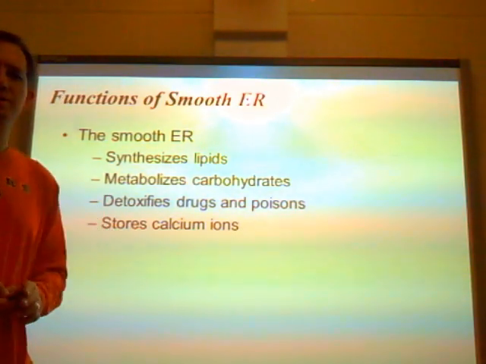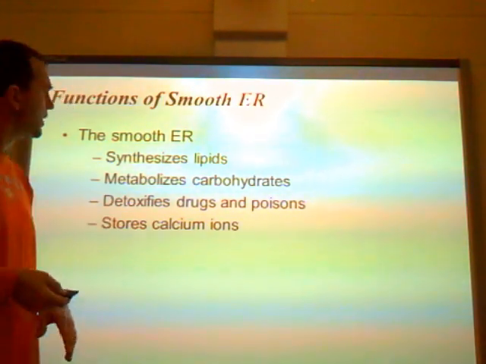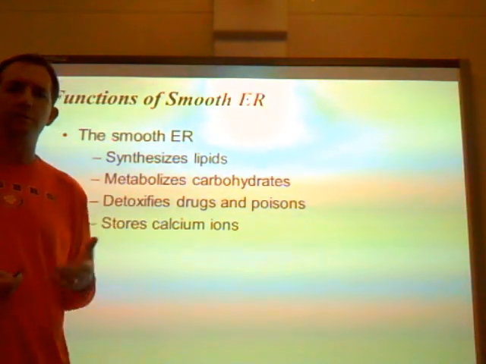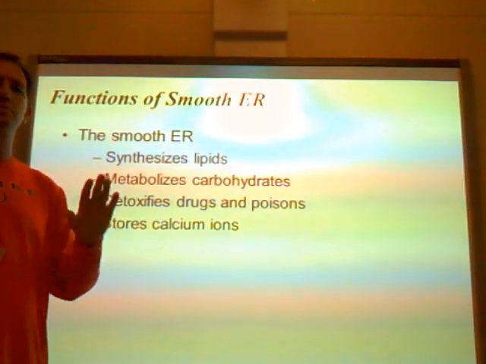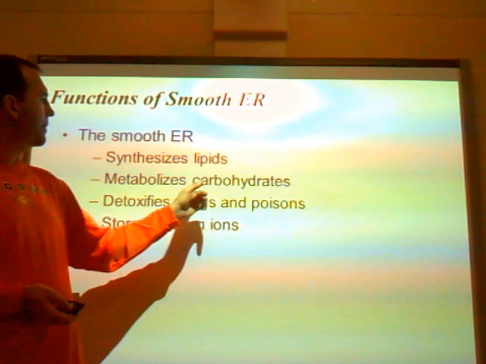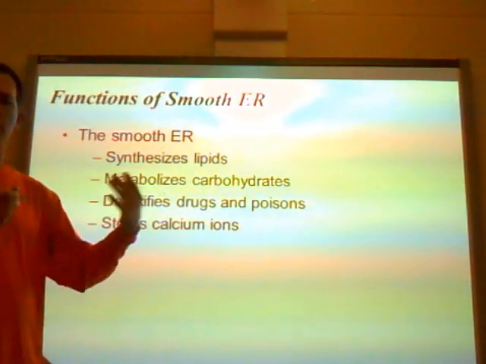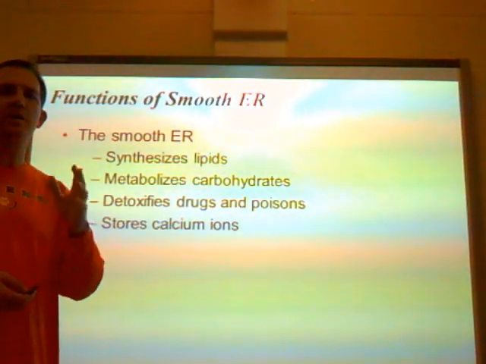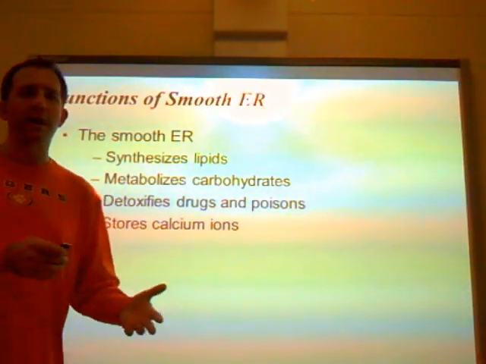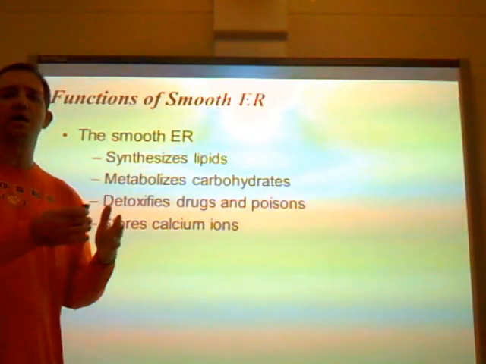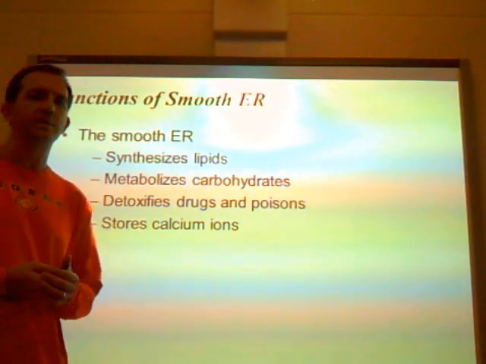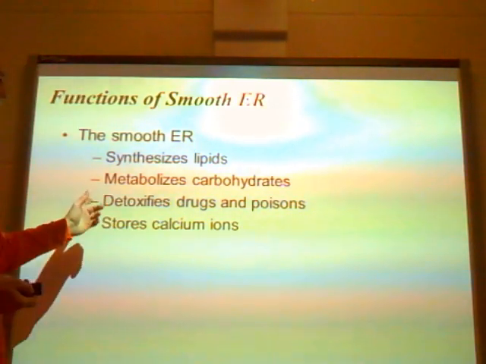Okay, so what is the difference between them? What do they do? Okay, smooth ER will synthesize lipids. This means that it helps to build lipids. The fact that it doesn't have ribosomes means that it cannot do anything as far as proteins are concerned. It metabolizes carbohydrates, so it's going to go through those chemical processes. When you think of metabolism, just think of chemical processes. Okay? Metabolism is typically defined as the sum total of all chemical reactions going on inside of the body. So that's what we mean by metabolism, going through chemical reactions.